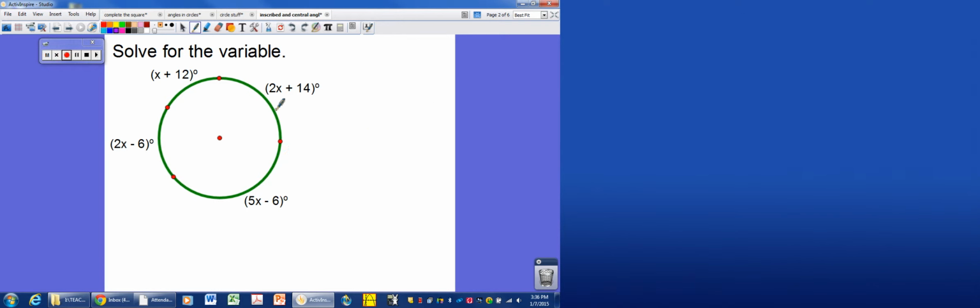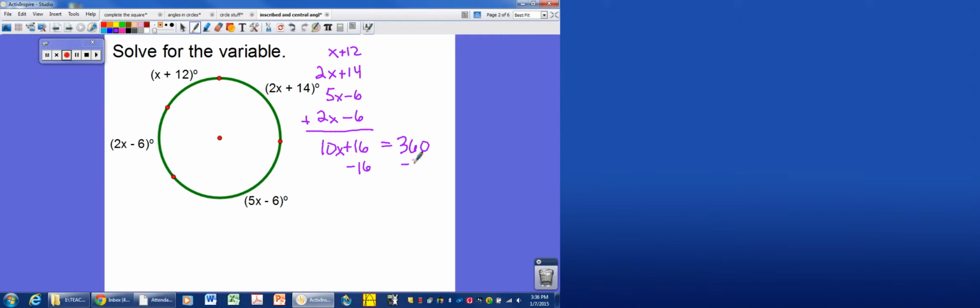Okay, here we have a very similar problem, just with some different algebra. So I have x plus 12, I have 2x plus 14, I have 5x minus 6, and I have 2x minus 6. So if I add all these things up, that has to equal 360 once again. So let's see, 12 and 14, that's 26. 26 minus 6 is 20. 20 minus 6 is 14. 2x, 3x, 8x, 9x, 10x, plus 16.